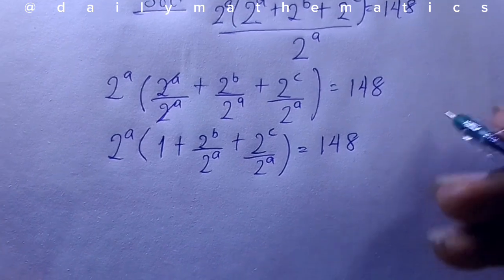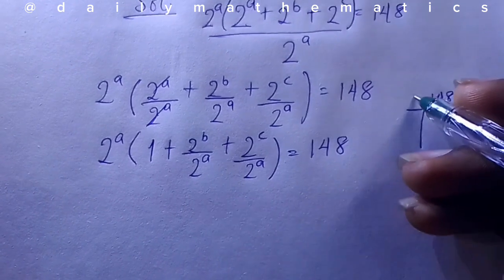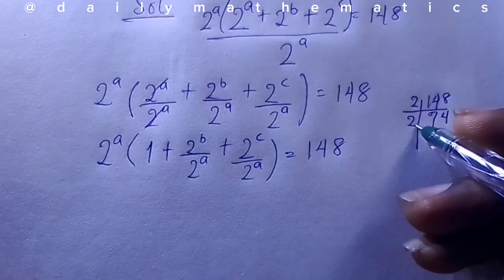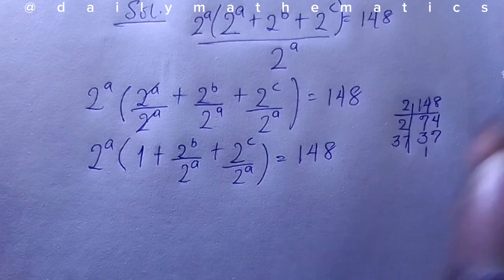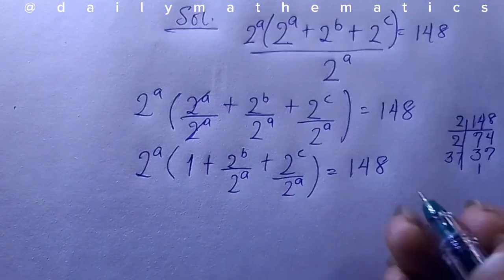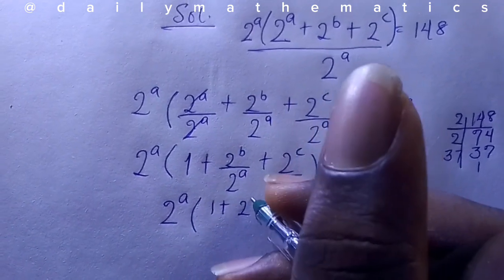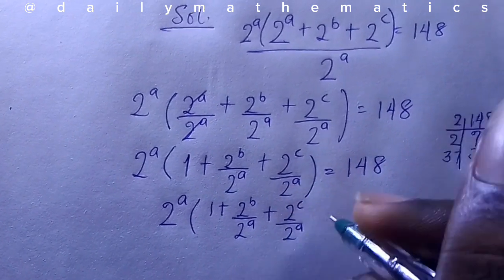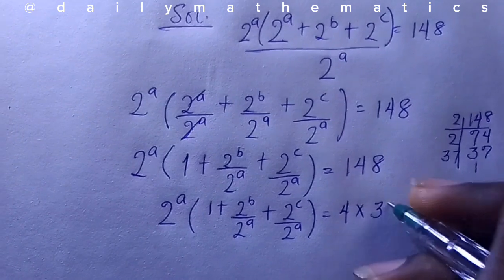148 divided by 2, we have 74, right? 74 divided by 2, we have 37, and then 37, we have 1. So 148 is 2 times 2 times 37, that's 4 times 37, right? So we have 2 raised to the power of a, bracket, 1 plus 2 raised to the power of b over 2 raised to the power of a plus 2 raised to the power of c over 2 raised to the power of a, bracket, equals 4 times 37, right?